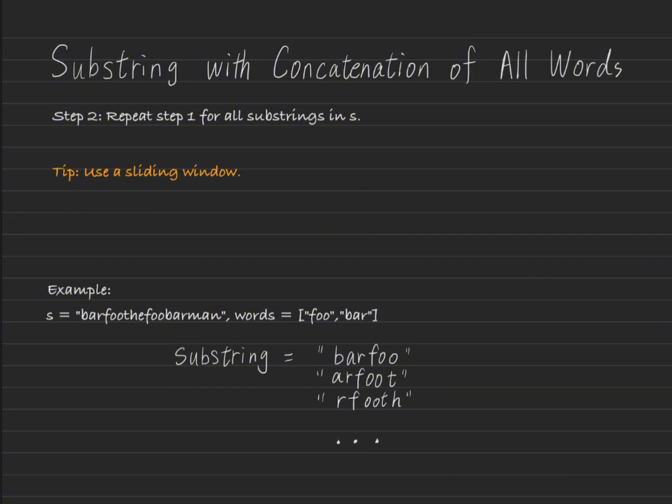We can just use a sliding window, moving one step at a time. So for example, if the input string is "barfoothefoobarman", then we'll start at the beginning and get the first substring "barfoo". Call the function in step 1 to check if it's a valid concatenated string. Then move on to the second substring, "arfoot". Again, call the function in step 1, then rinse and repeat until we reach the end.